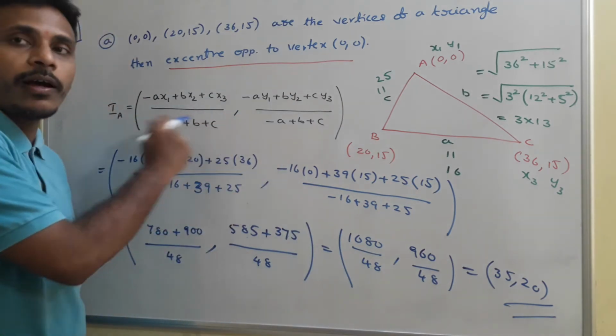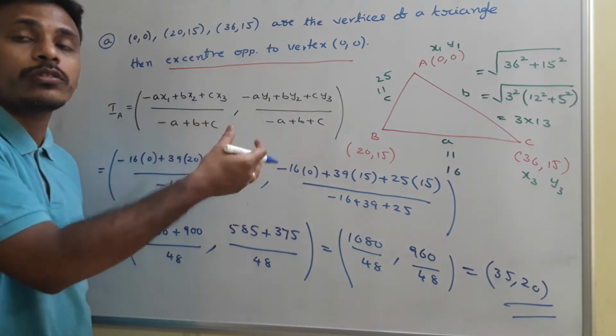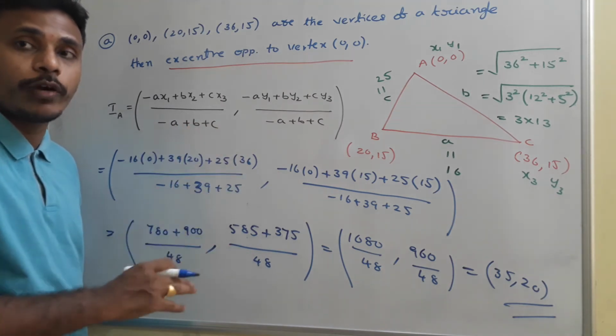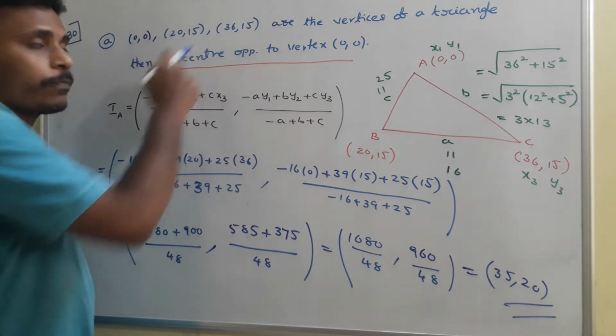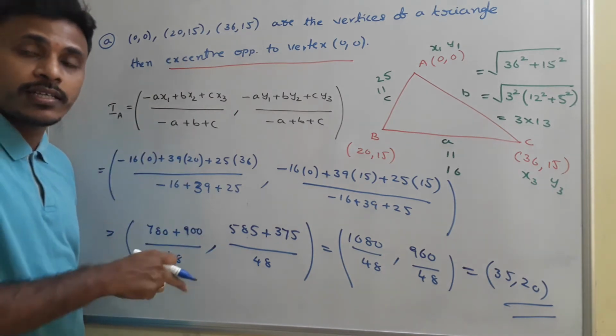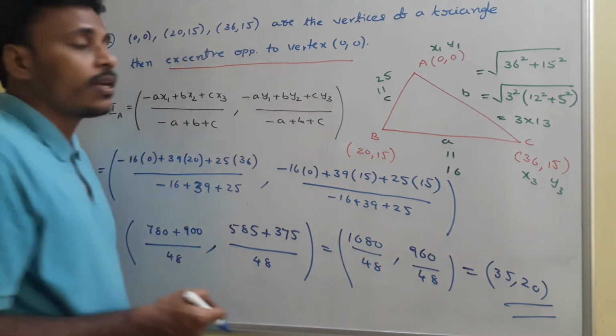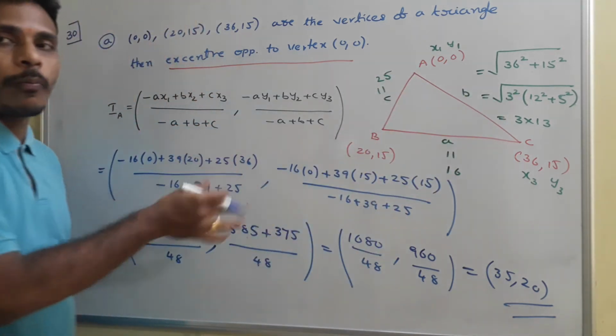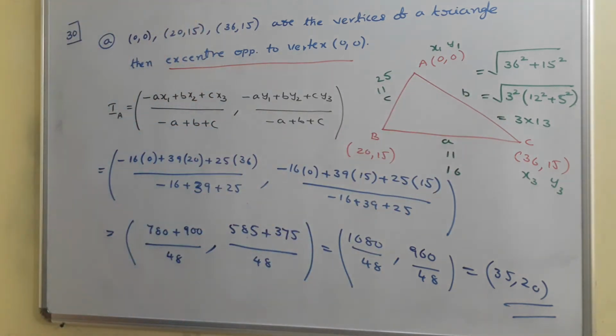So this is the formula, and this is the way how to use that particular formula. But to use that we need what? x1, y1, x2, y2, x3, y3, which are already given. Along with those vertices we need small a, small b, small c, sides of the triangle. So calculate it using distance formula. So apply it and then you will get your answer as 35 comma 20. Have a look.